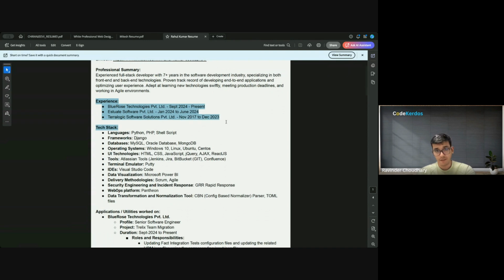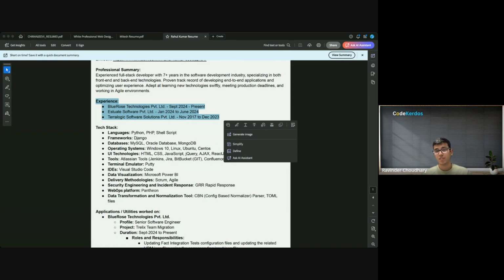At the experience level, this again is not a good way to share your experience. Have an experience heading, and under that heading, include the latest 2 to 3 experiences. That's all. If you have worked in 10 companies, you don't have to mention all 10. Include the relevant latest 2 to 3 companies.